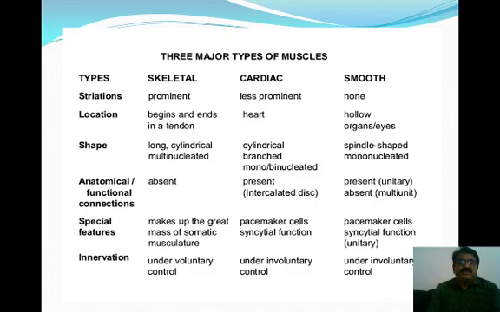Special features of the three types of muscles: striated muscles make up the great mass of the somatic musculature. Cardiac muscles have pacemaker cells and are syncytial in function, and smooth muscles have pacemaker cells and are unitary in function. Innervation of the striated muscle is under voluntary control, while cardiac muscle and smooth muscles are under involuntary control.